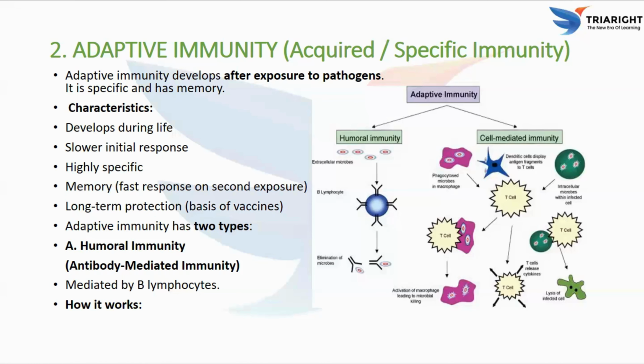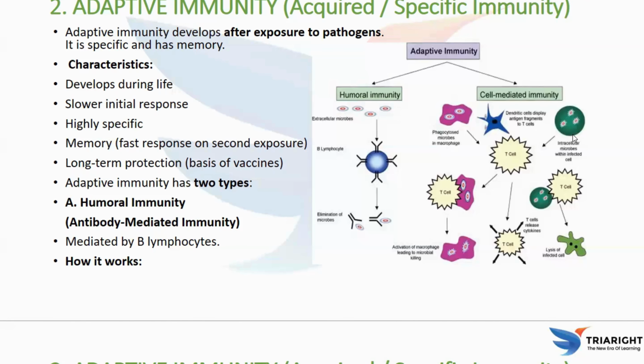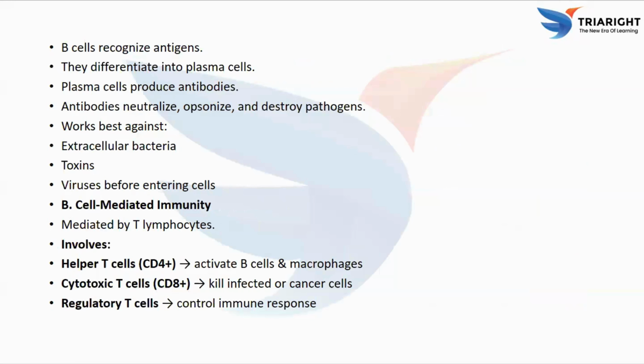So humoral immunity. What is humoral immunity? I already told you that it is mediated by B lymphocytes. How does the process of humoral immunity take place? Humoral itself refers to the immunity found in body fluids like blood and lymph, mainly through the antibodies. The first step is that the B cells recognize the antigens. The B cells have receptors, BCRs, that bind to specific antigens.